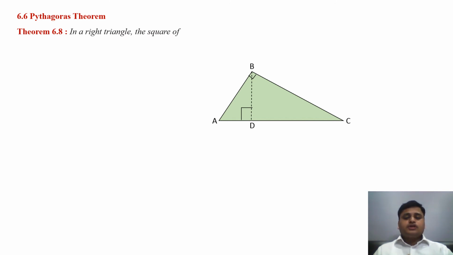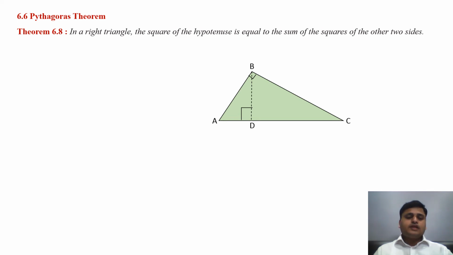Let's first of all read the statement of this question. One figure was there; you can see that this is a right angle triangle, right angled at B. So in a right angle triangle, the square of the hypotenuse is equal to the sum of squares of the other two sides. Okay. So this is the statement of the Pythagoras theorem.